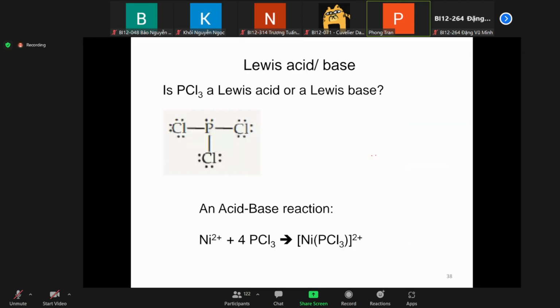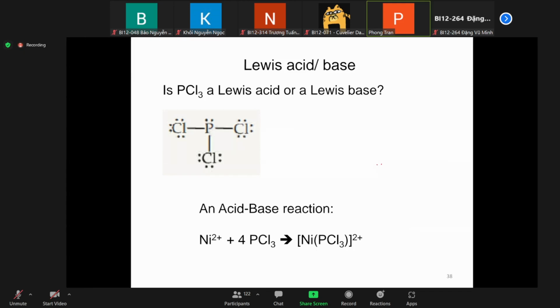Now, after having the Lewis structure of PCl3, the next question is quite interesting. Is PCl3 a Lewis acid or a Lewis base? What do you think? Is it an acid or a base? I have a question first. Yes, please. How can we determine whether a compound is an acid or a base?